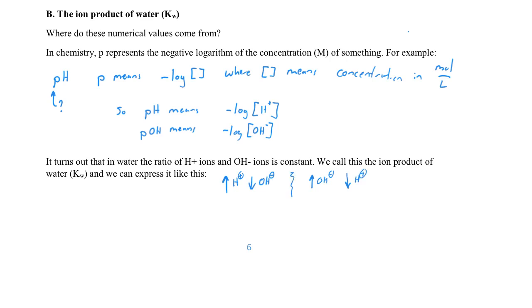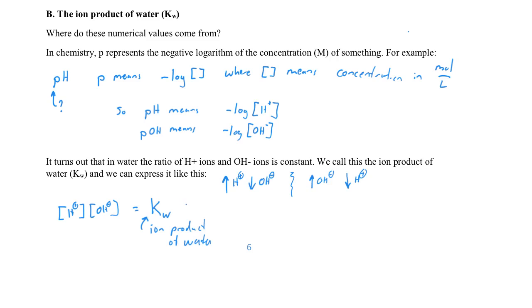So it turns out if you multiply the concentration of H plus by the concentration of hydroxide at any pH, at any acidity or any basicity, you will always get the same number. And we call this number the ion product of water, or Kw, and it has a known value.